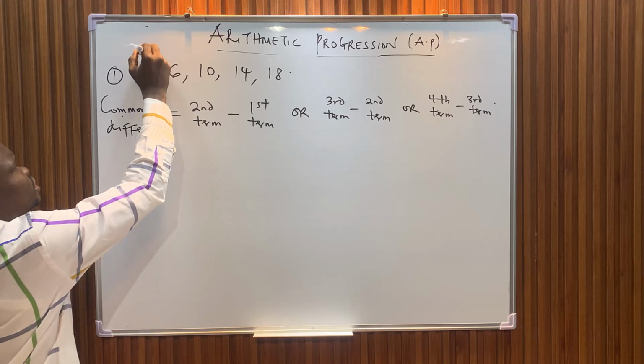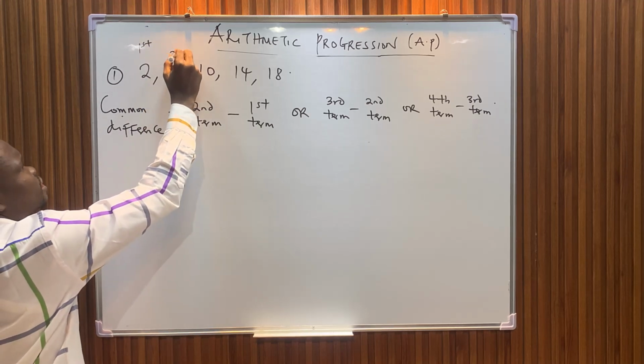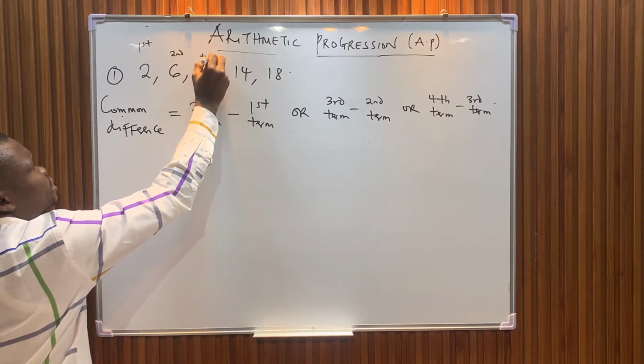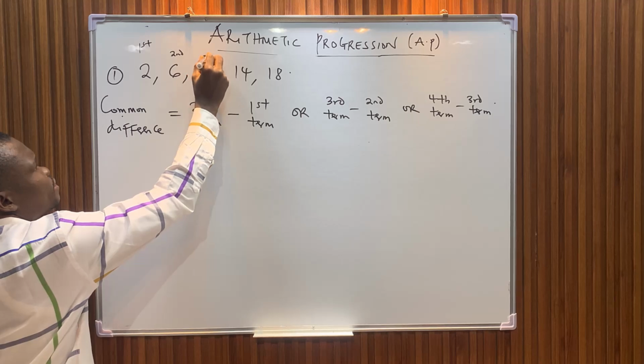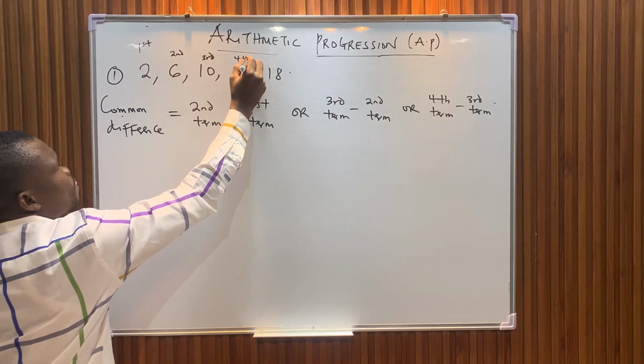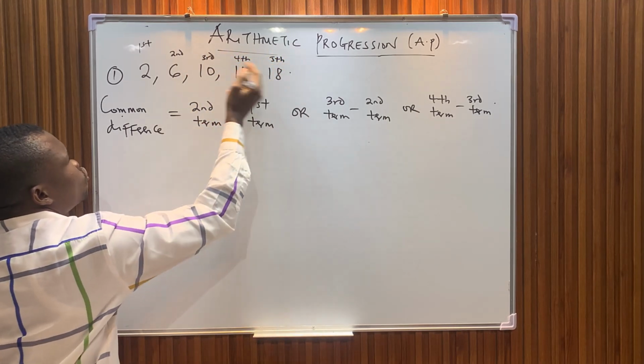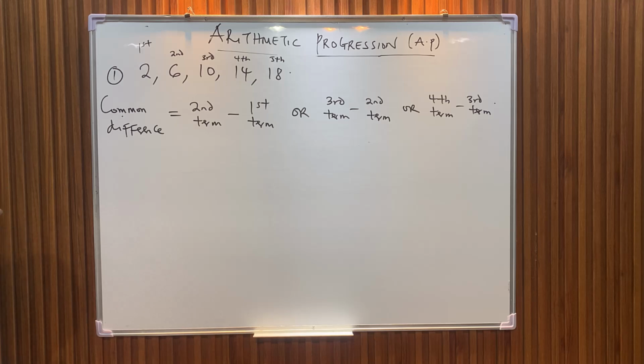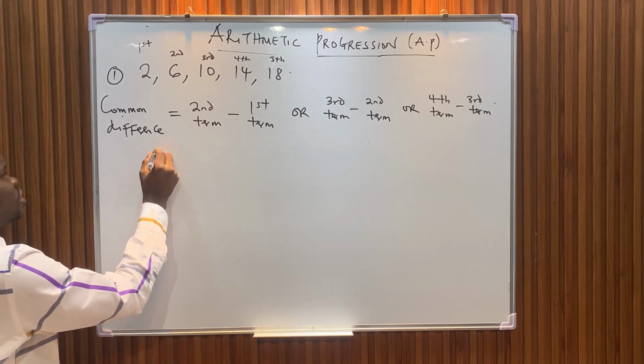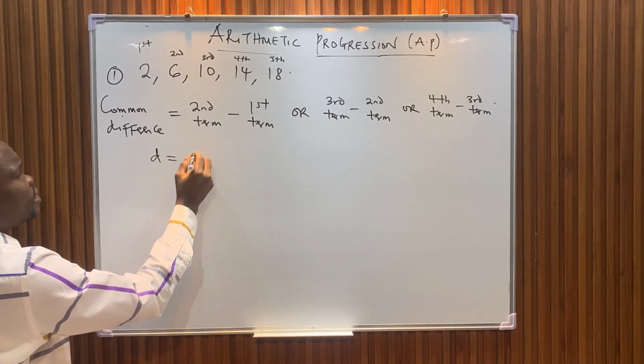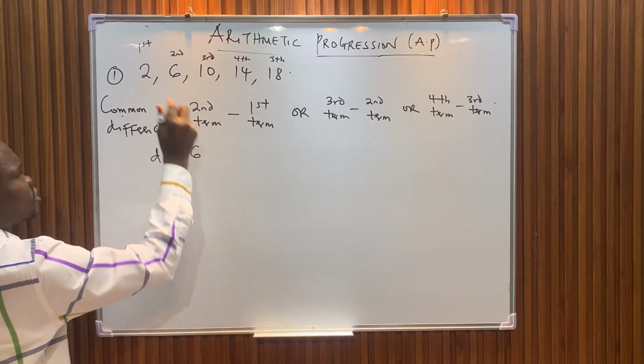Remember, this is the first term, this is the second term, this is the third term, this is the fourth term, and this is the fifth term. So we are asked to find the common difference here. So what's the common difference? Let me use D as the common difference. The common difference is simply 6, that's second term minus first term.